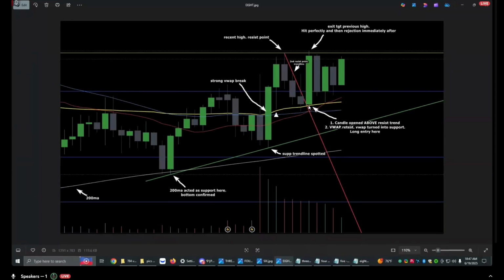So entry here, and then once I'm in, what's my target? My target would be that recent high. Exit target, previous high. Hit perfectly, and then it got rejected immediately after. So that's why you set your target, and you can follow with a winning stop loss. And once you get into the next point of interest, you have choices.